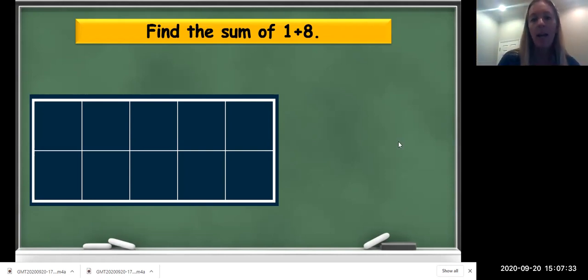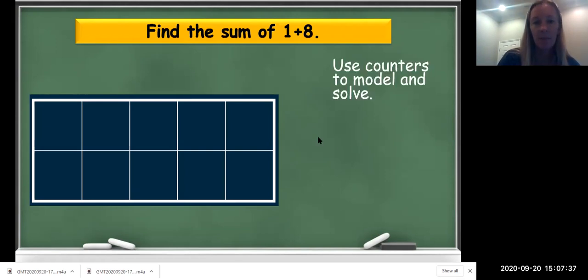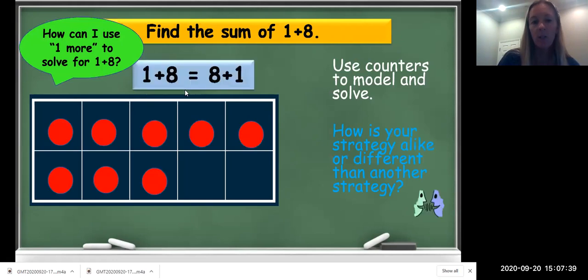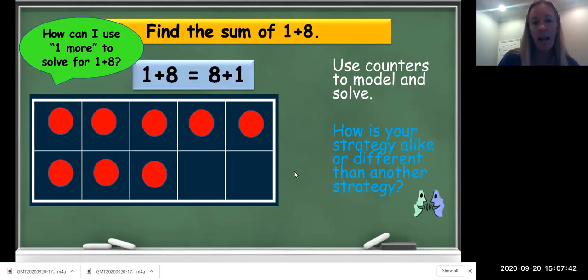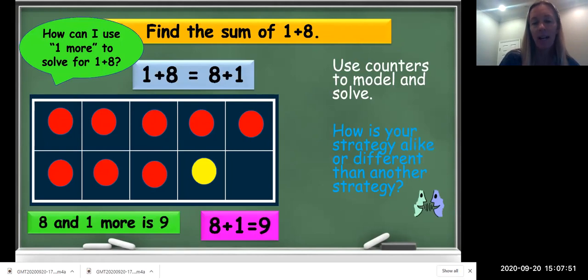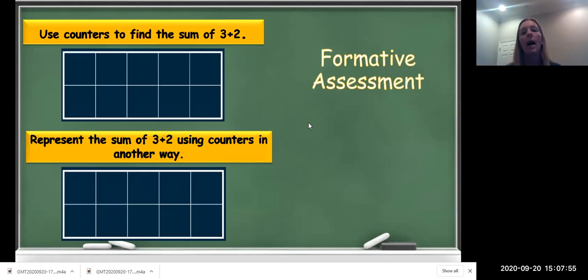All right, guys, go ahead and wipe your boards down. And we know that 1 plus, so there's our 8 red dots, and they added 1 more. And 1 plus 8 equals 8 plus 1. They both have an 8, and they both have a 1. All right, so we're going to go ahead and solve one more of these. I want you guys to go ahead and draw your picture and solve 3 plus 2, and then solve the opposite, 2 plus 3. Go ahead, friends, pause me.